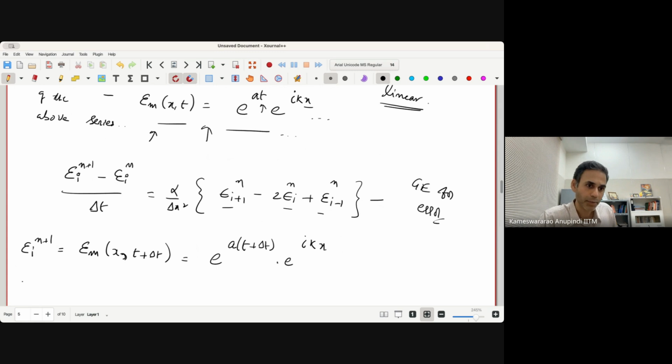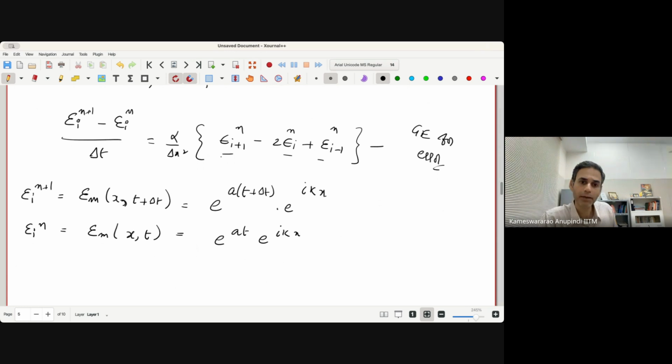Similarly, let me calculate epsilon_i^n. This is epsilon_m at time t and space x, so this is going to be e to the power a t, e to the power i k x. Similarly, let me calculate epsilon_(i+1)^n. This is at a grid point of x plus delta x and time level of t.